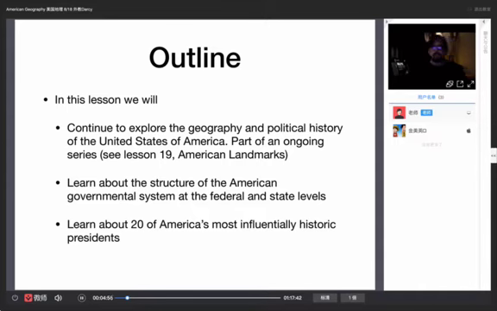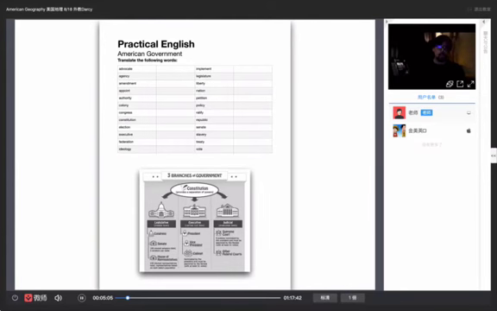In addition to that, we'll also be looking at 20 of America's most influential historic presidents. This is the worksheet that I sent to the study group: 24 vocabulary terms relevant to this subject area. Politics, not just American politics, but politics in general, politics and government.